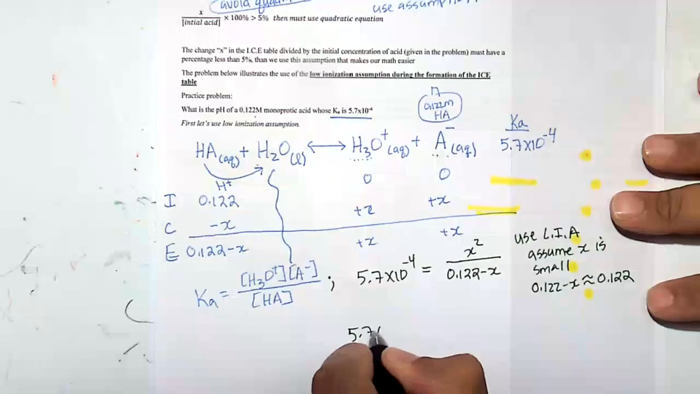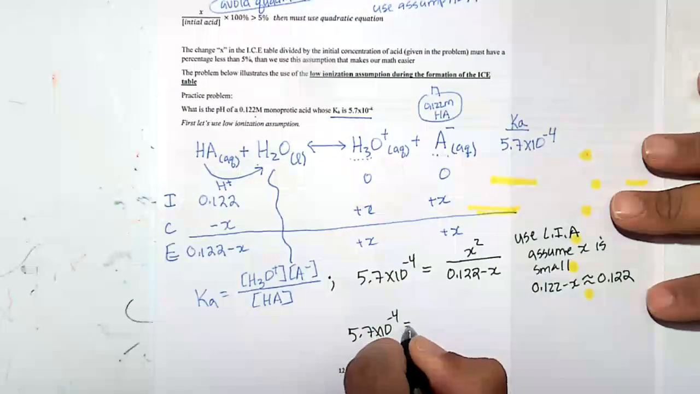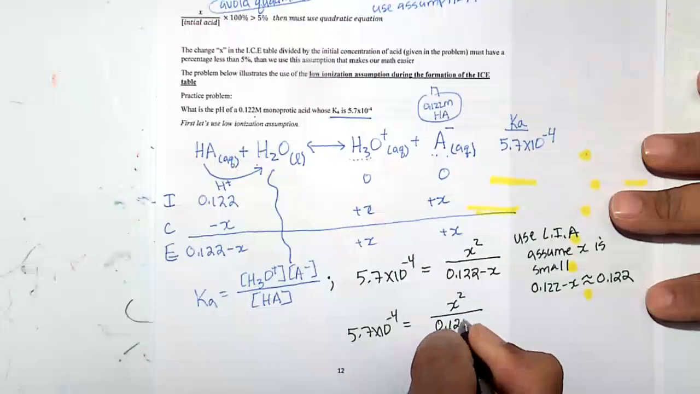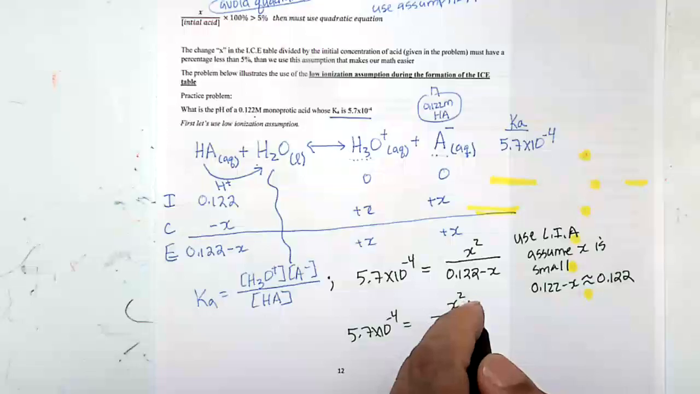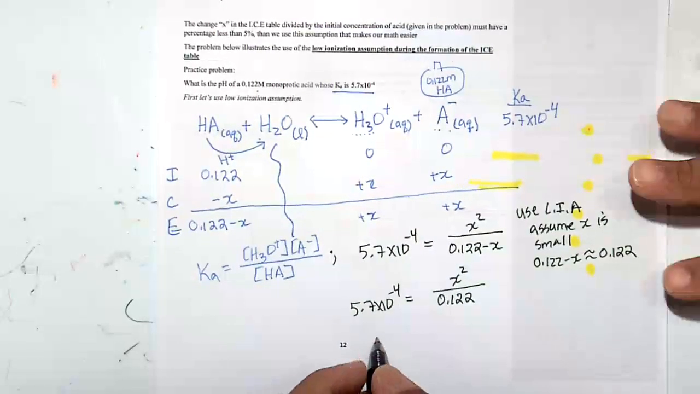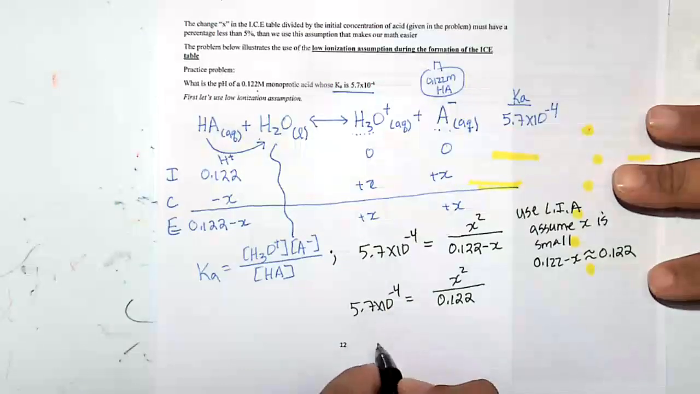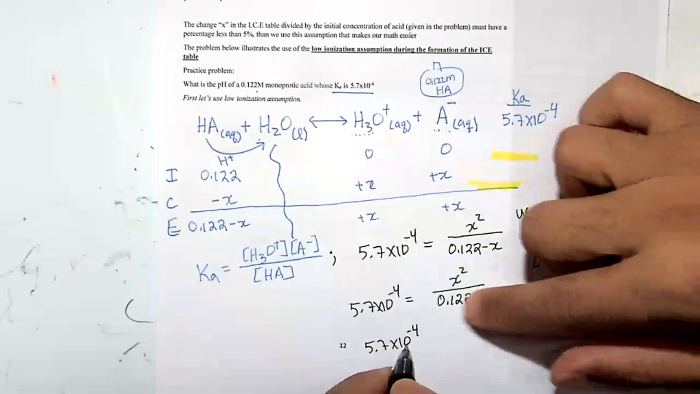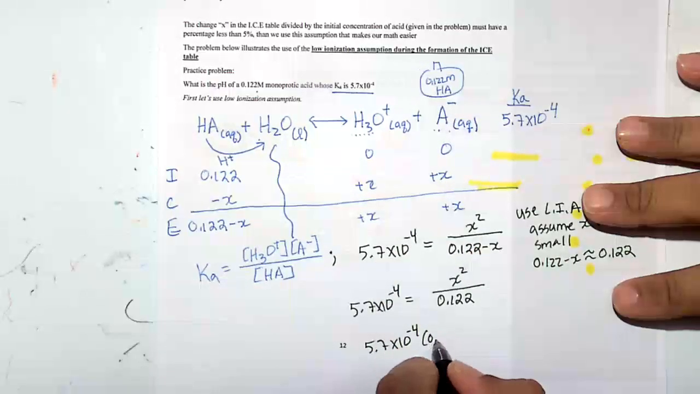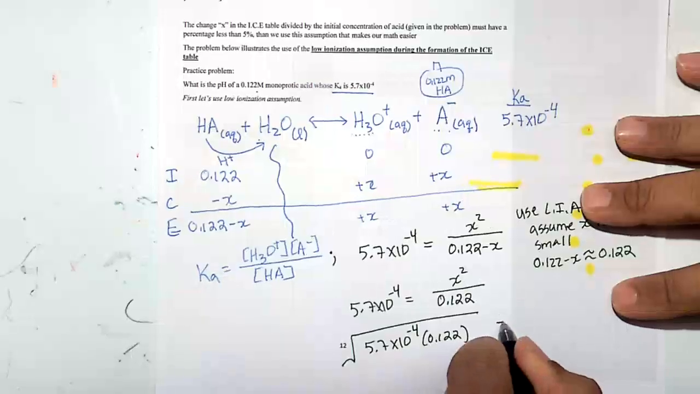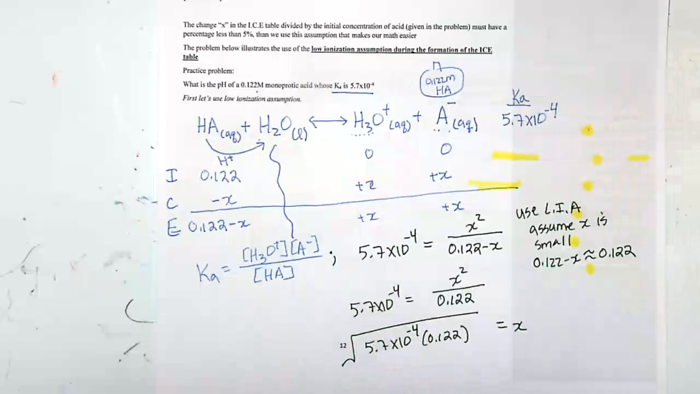So this means 5.7 times 10 to the minus 4 equals X squared divided by 0.122. So this is the low ionization assumption. Assume X is small. And now we'll solve for X here. Okay, we'll take that 0.122, move it to that side. Okay, we'll take the square root. That'd be X.